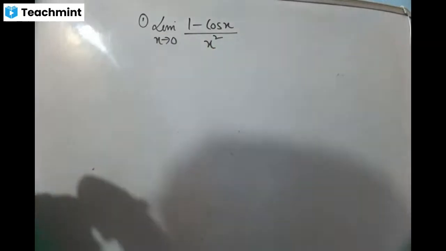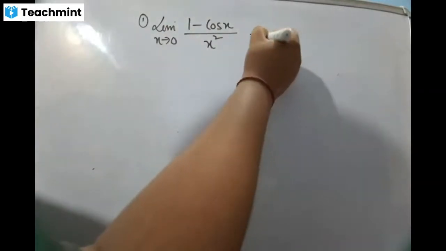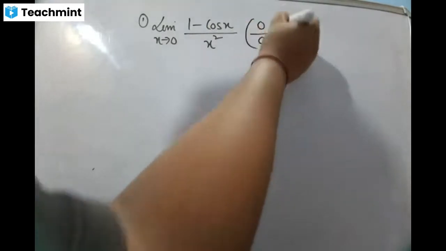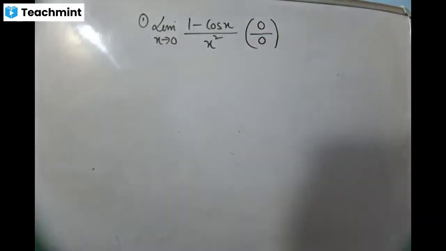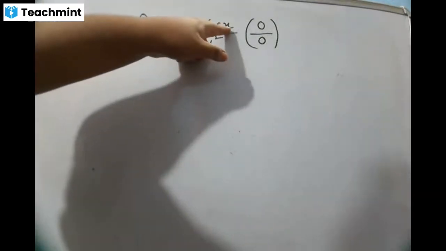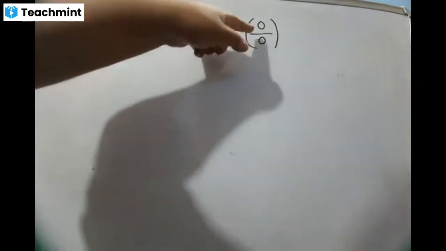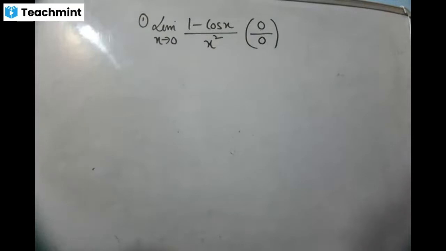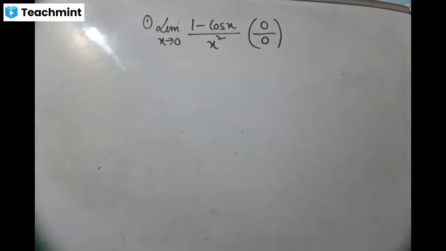What is 0 square? 0. So if the denominator is 0, numerator will be 0. You don't have to try, but just to explain it to you, I'm going to show it to you. What is cos 0? Cos 0 is 1. So 1 minus 1 is 0. So when you put the value, you are getting 0 in the numerator and you're getting 0 in the denominator. This is called an indeterminate form because you cannot simplify from here. So the solution is possible only if you remove 0 from the denominator.